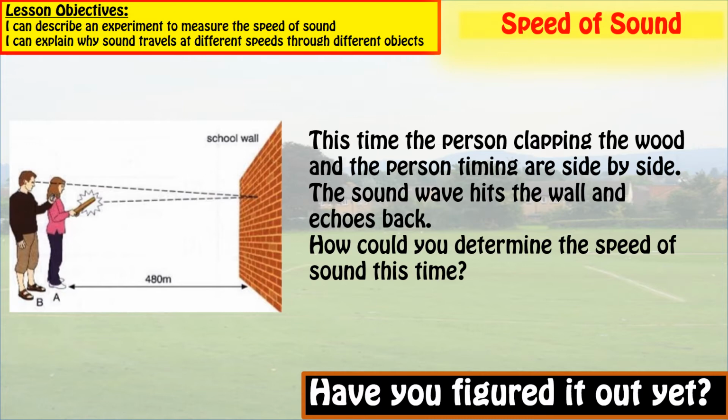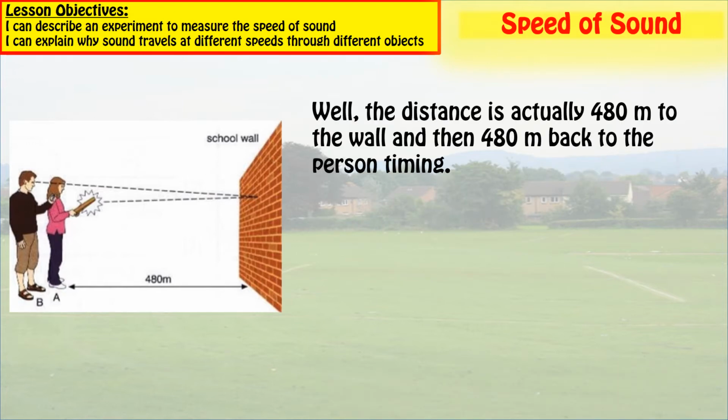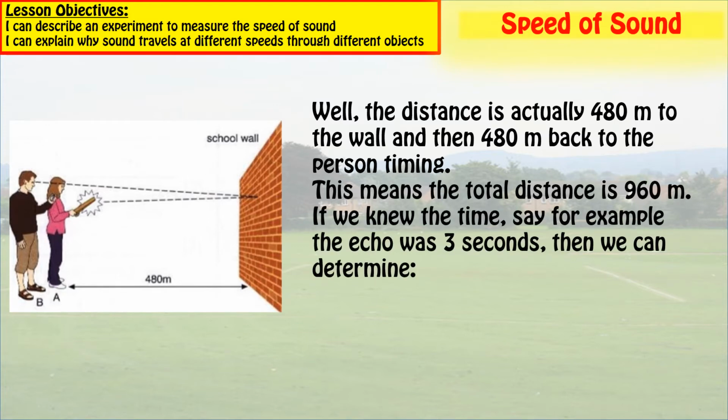Okay, let's go through what an answer might look like. So the distance to the wall is 480 meters, but the sound wave is going to go from the lady in pink to the wall and then all the way back. So it's 480 meters twice. So that's 960 meters. Now the gentleman in the brown top is going to have the stopwatch. So he's going to measure the time.